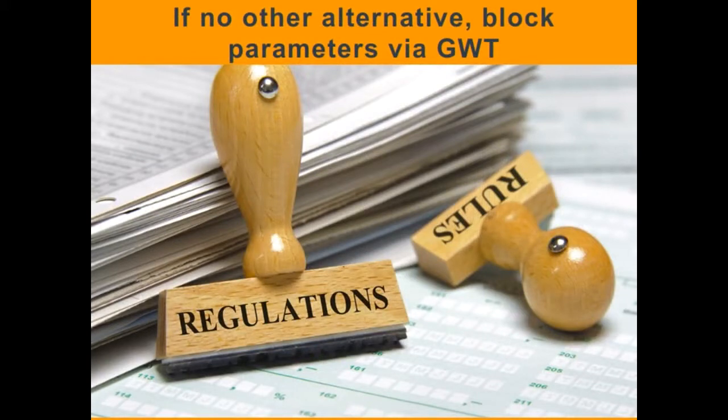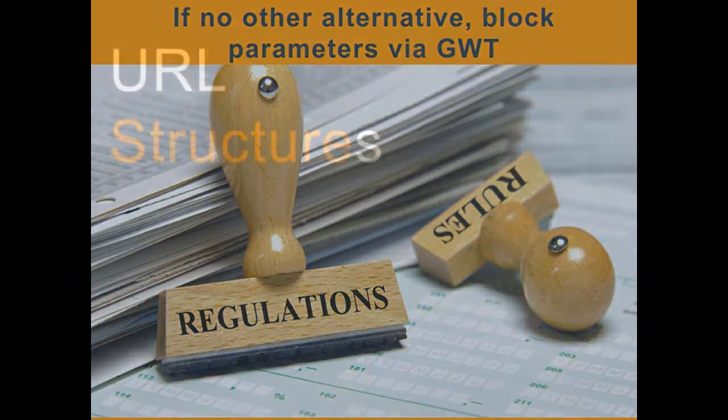There is no other alternative to block parameters by Google. So there is an option where you could go to Google Webmaster Tools and block parameter pages, but it's not very effective. Google itself says they will see, but it's not something very effective that you can use to block.